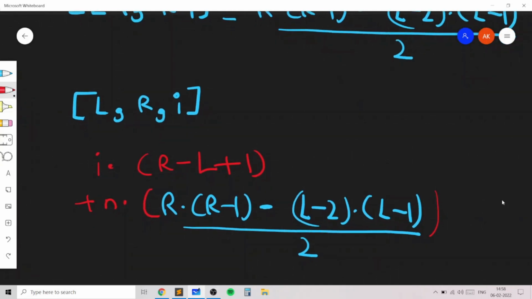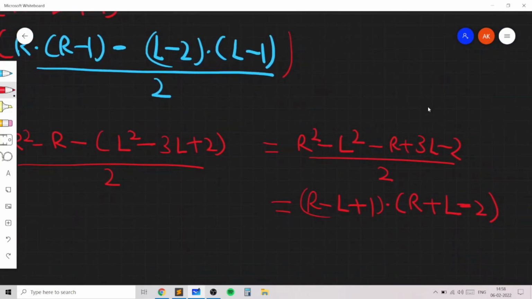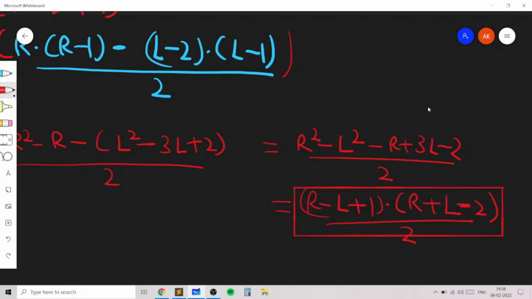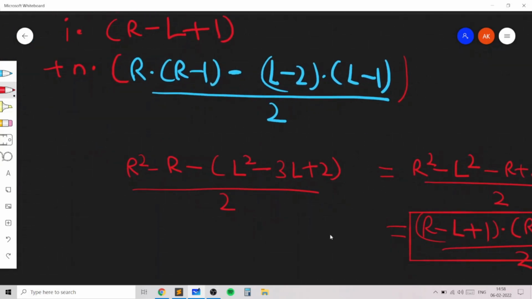So we can simplify this expression by first expanding it. If you expand this quantity in blue, you will get this quantity in red, and this is what it will simplify to. You can multiply this out and check that this is equal to this. So obviously you need to divide by 2. So this is the quantity, and you will realize that r minus l plus 1 is a factor. That's how I actually factored it, keeping that in mind.